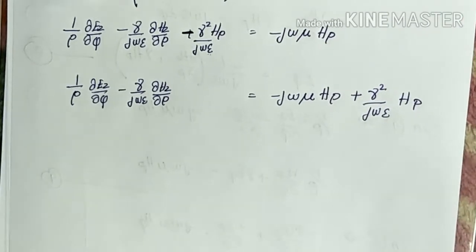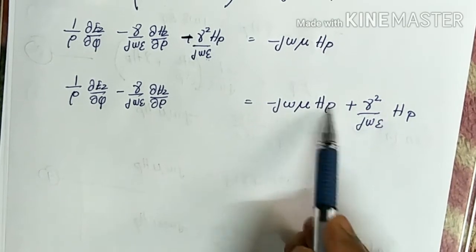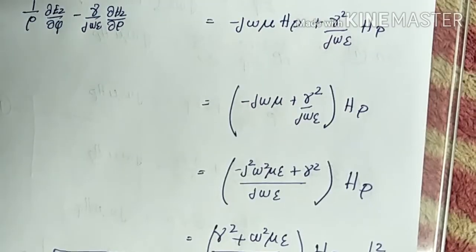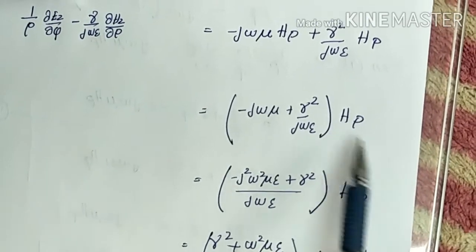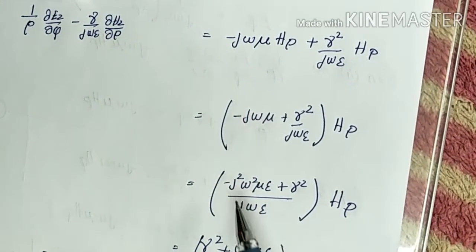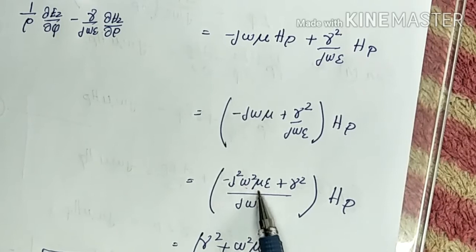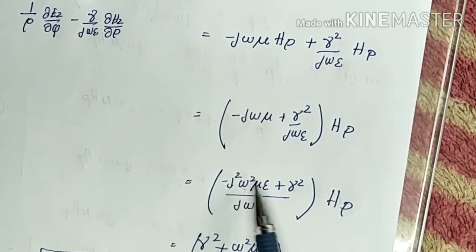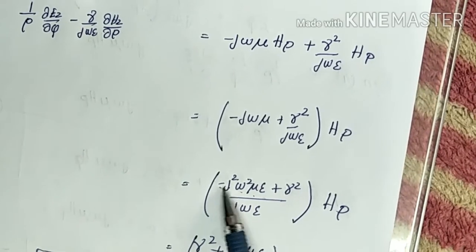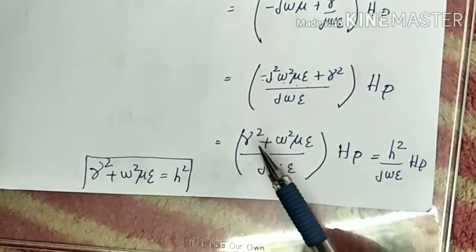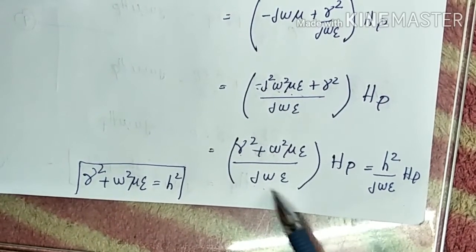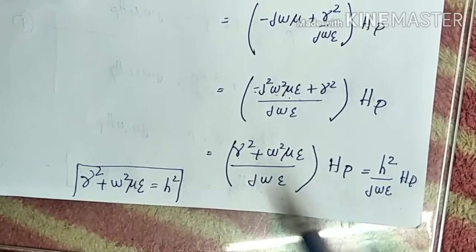RHS. H rho is common. After that, take the LCM between these two terms. So take in the common term. If you multiply here, you will get j square omega square mu epsilon plus gamma square. So minus j square value is minus 1, minus into minus plus. So you will get gamma square plus omega square mu epsilon by j omega epsilon into h rho.